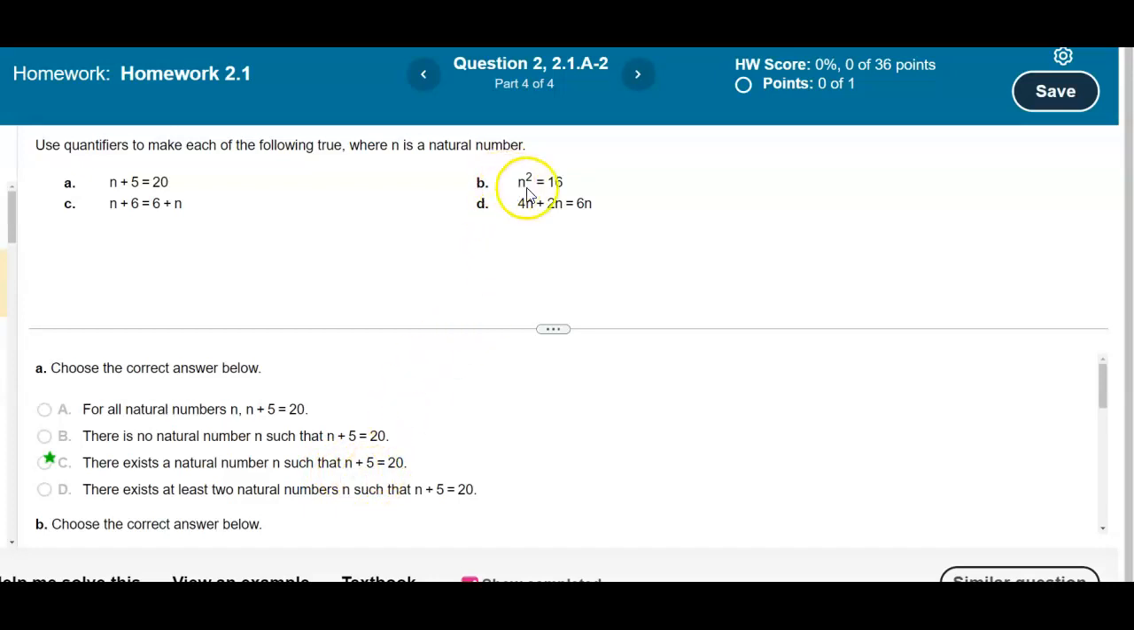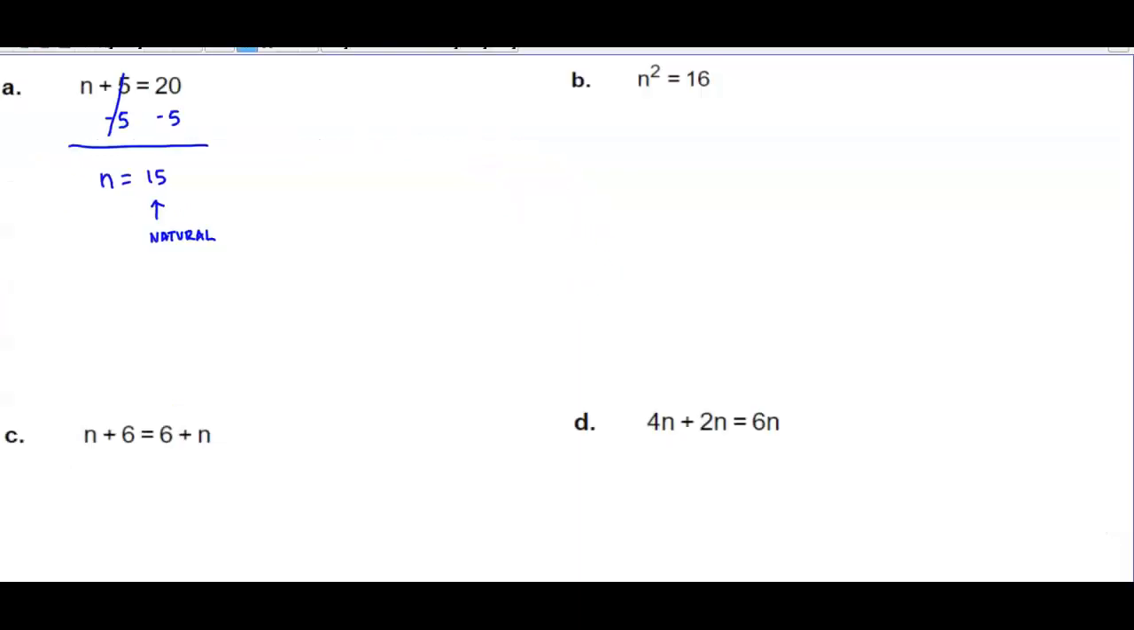Now let's take a look at part B, n squared equals 16. If I have n squared equals 16, you would take the square root of both sides to solve for n. Now, if you take the square root of both sides, that means you're taking plus or minus the square root of 16. Therefore, n can either equal positive 4 or negative 4.